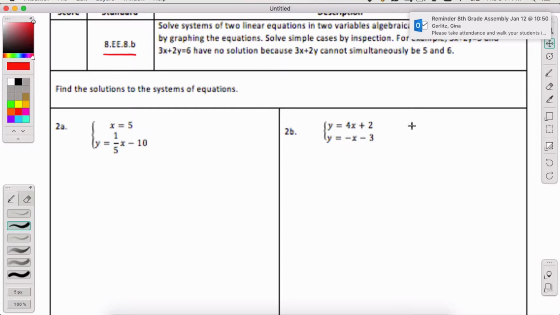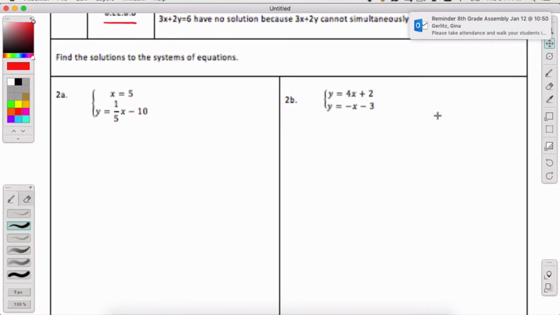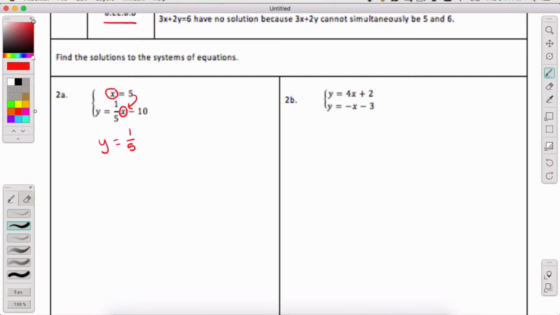Alright, the first one, you want to find the solution of the system of equations. We're given x equals 5 and y equals 1/5 x minus 10. I see an x here and an x here. I know what x equals, therefore this 5 can be replaced in here. So I have y equals 1/5 times 5 minus 10.